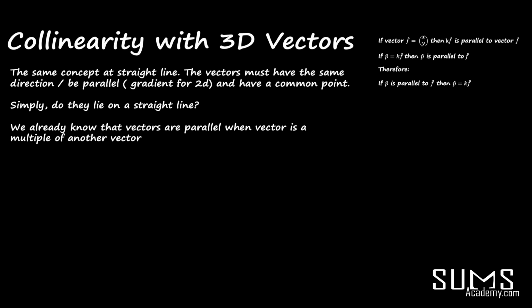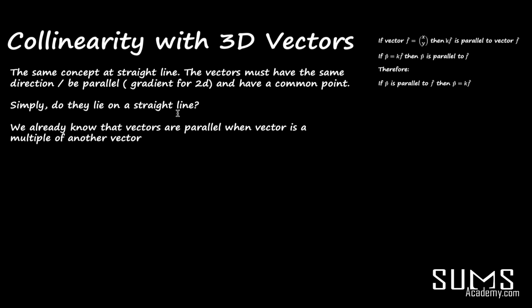So in this lesson, we're looking at collinearity. Collinearity, it's quite hard to say, with 3D vectors. Basically, it's exactly the same as it was for the straight line. For two lines, or even two vectors, to be collinear, they must have the same direction, i.e. be parallel, which is the same as the gradient in 2D straight lines, and have a common point. Simply, if you drew a line from a point to another point in 3D, the 3 points or more, would they be a straight line?